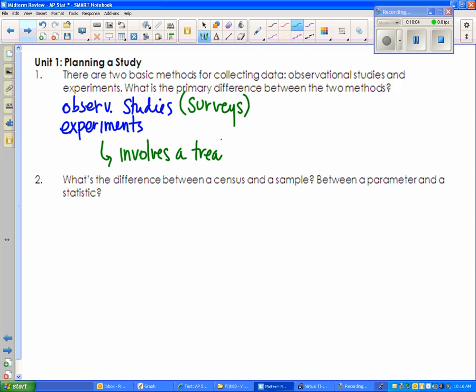And a treatment is where you are actually imposing something, whether it's a drug or an activity. I spelled treatment wrong. Okay. Anyway, it involves a treatment where you're imposing something and measuring the change that you see.